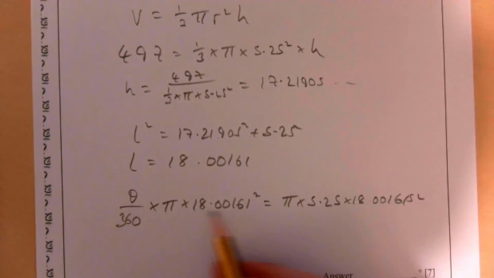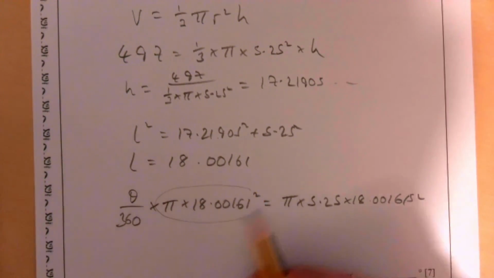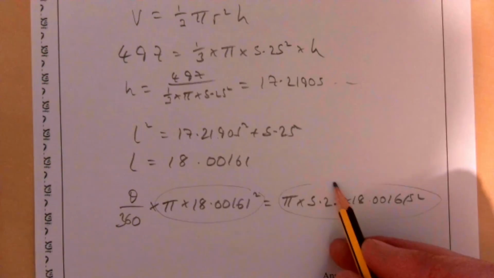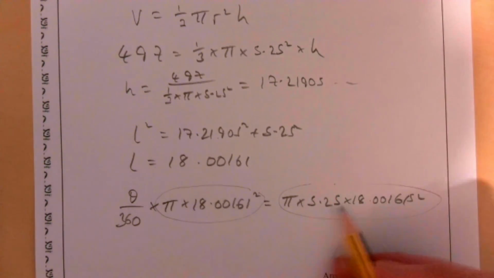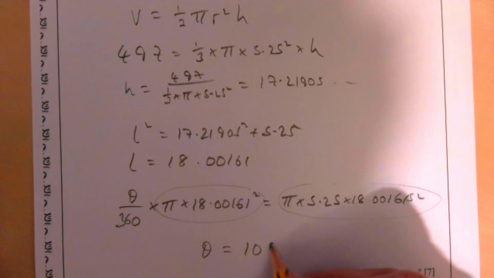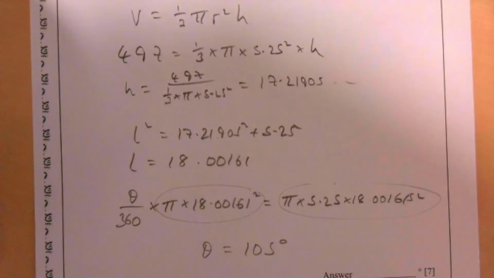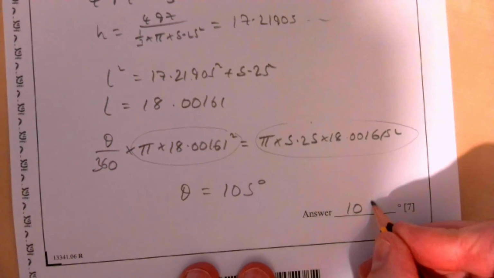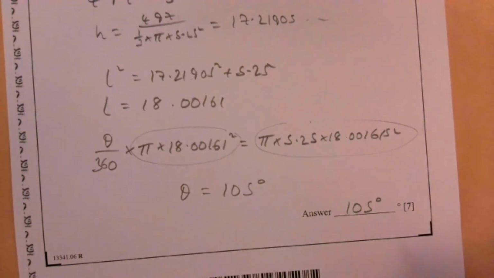Again, we put that into our calculator, so that's our number there. We get our number then from there, and then divide this through by this times by 360. Theta comes out then to be 105 degrees, and that's us.